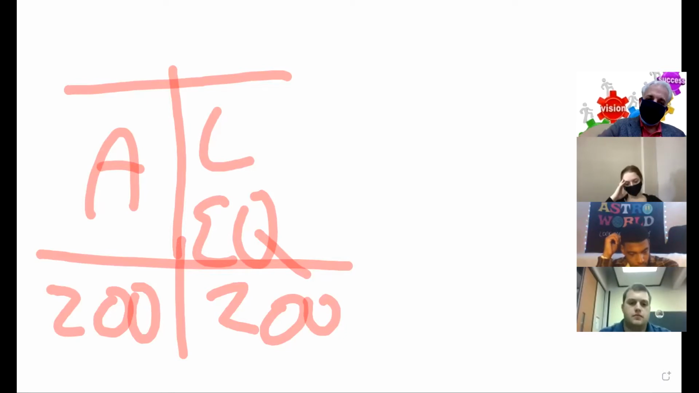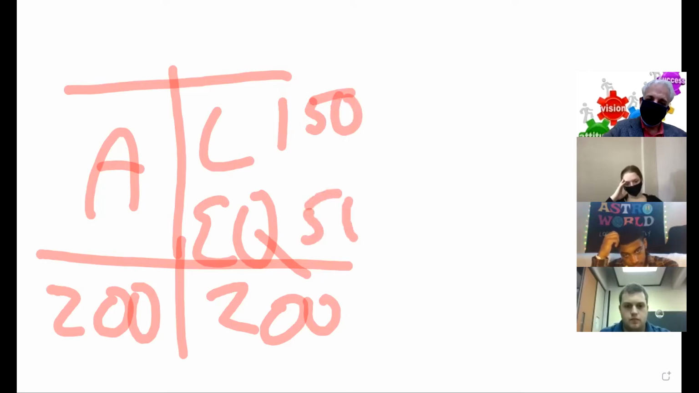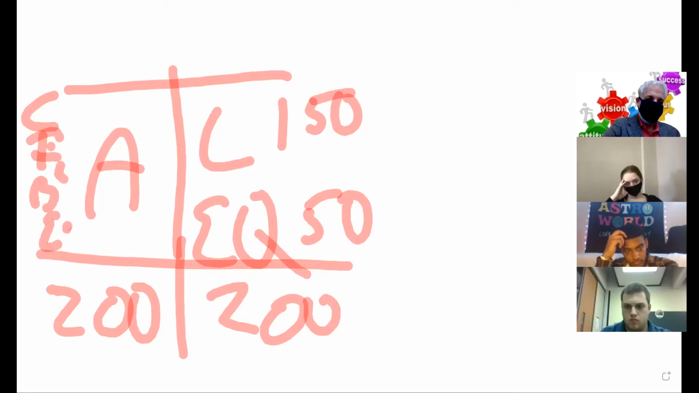Now, what happens if I had 150 and 50? So I have liabilities totaling $150, let's say, and equity totaling $50. What's that? Totaling 200, yep. And I could have cash, I could have inventory, I could have buildings, I could have land, I could have equipment, I could have all kinds of things for that 200.